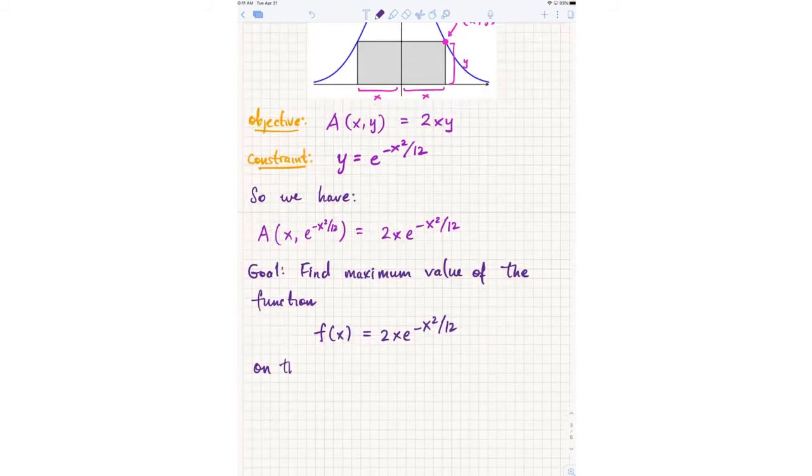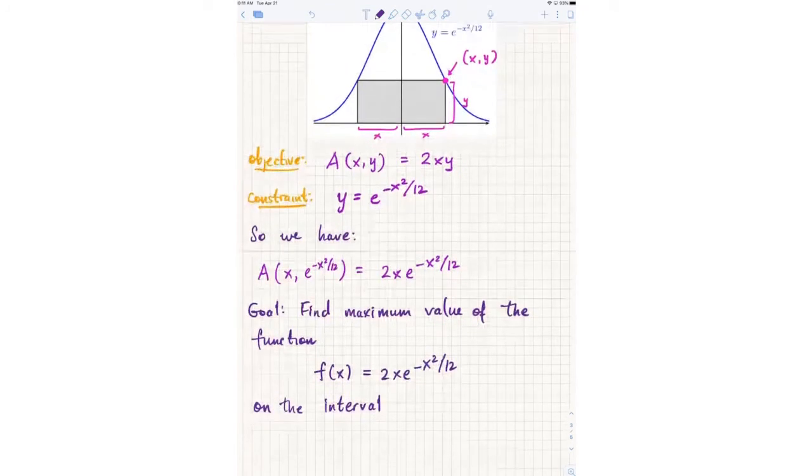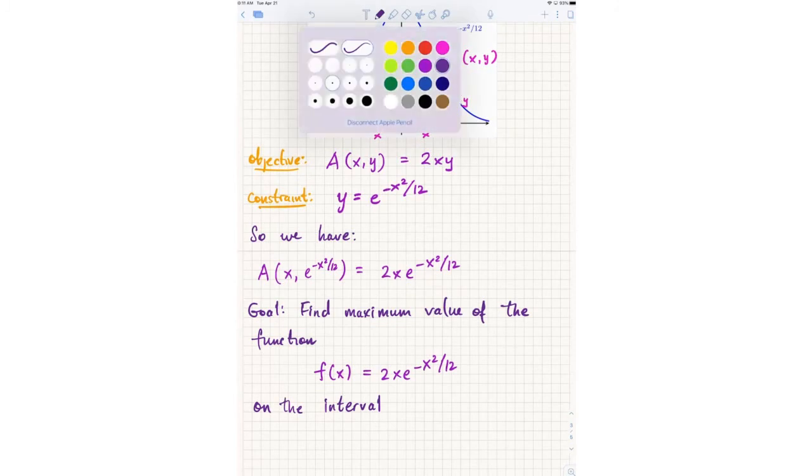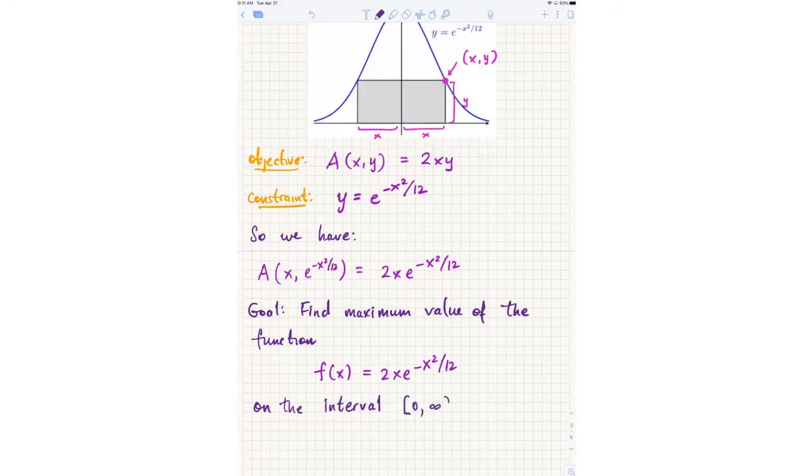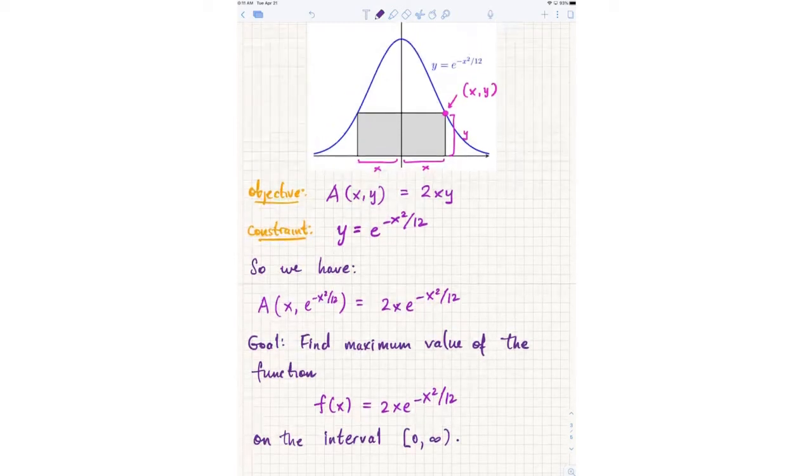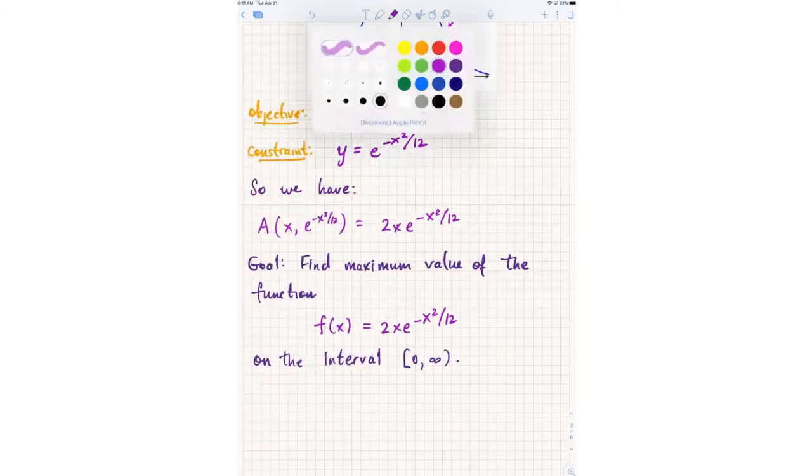What is our interval here? Zero to infinity. Okay. Right, notice that the interval actually includes zero. So including zero means you're including the degenerate case when x equals zero, which means the length is zero, so you just get this line segment, and that's perfectly fine, right? It just means that the rectangle has zero area. That means it's clearly not going to give you the maximum area, but we should still include it in our analysis.